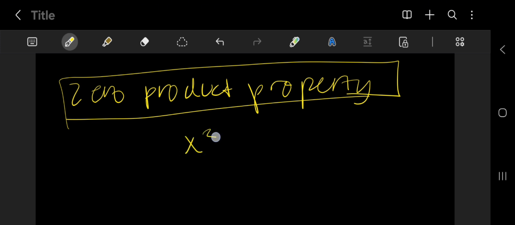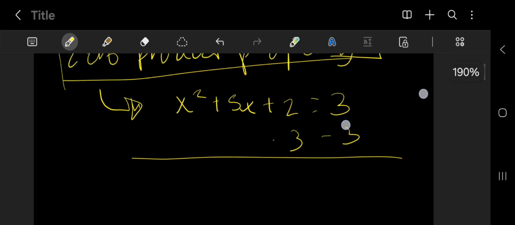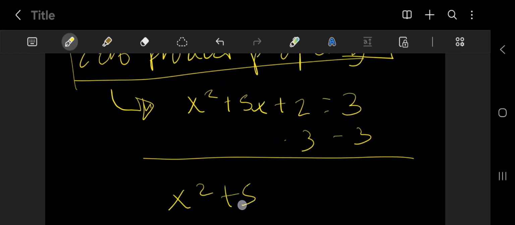So the zero product property is just when we get one side to zero when factoring. For example, if we had the equation x squared plus 5x plus 2 is equal to 3, using the zero product property, we would get one side to 0. So we would choose this side. We're going to subtract both sides by 3 to make this side 0, which would get us to x squared plus 5x plus negative 1 is equal to 0.